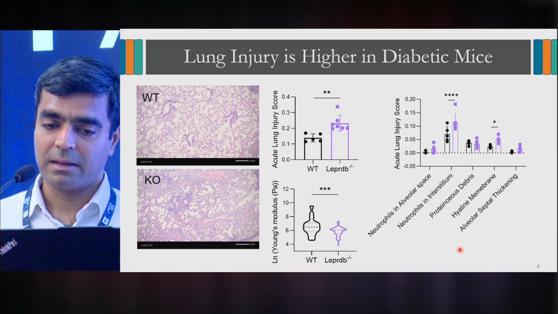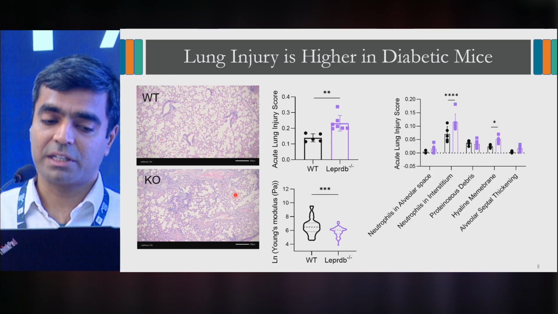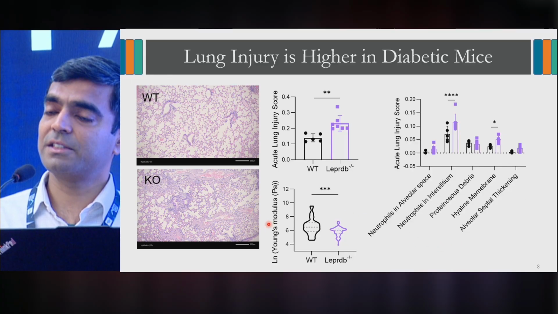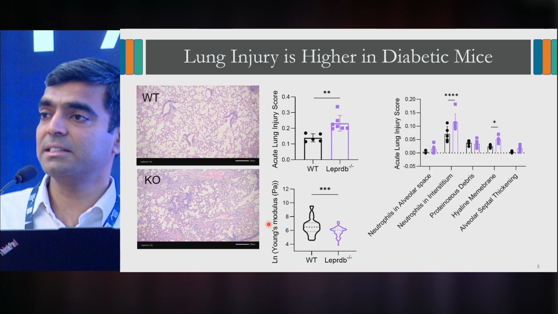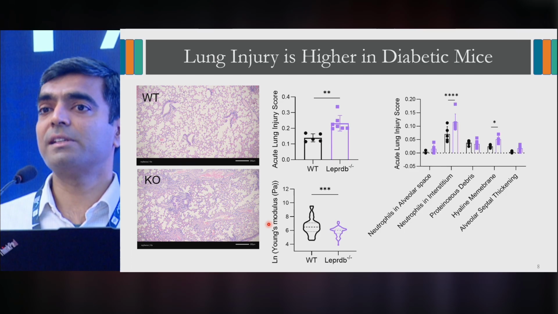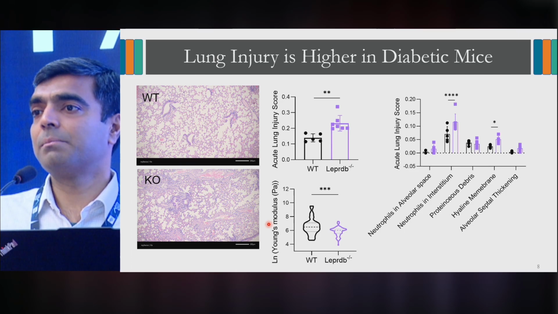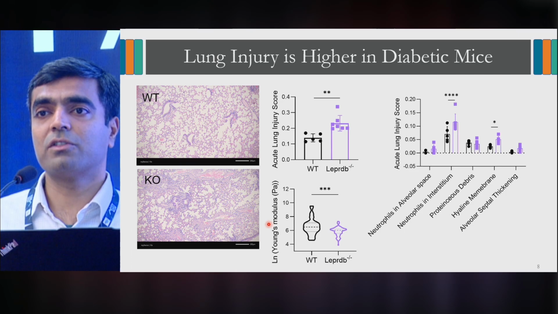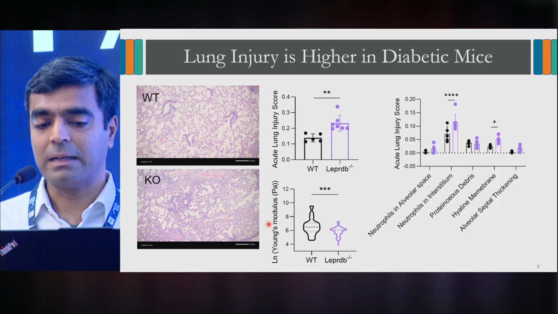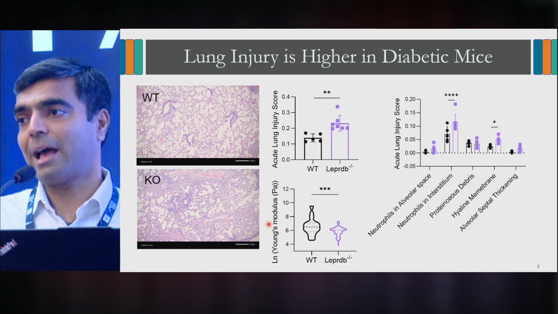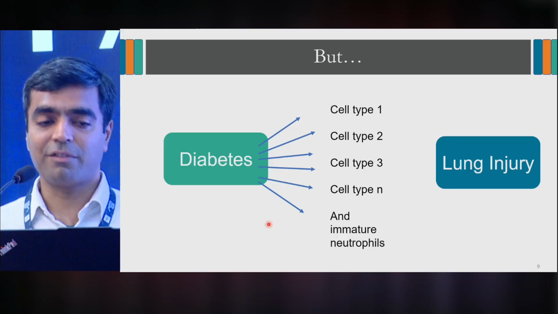We also can measure the Young's modulus, which is the stiffness of the lung, and we show that at the early stages, this is only 4 weeks, the stiffness reduces, which basically means the mouse is not able to breathe as well because it's not able to expand and contract as well. So this is sort of the same thing that happens in humans when they have severe infection.